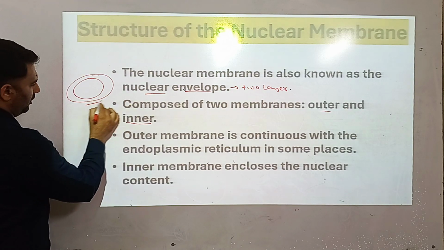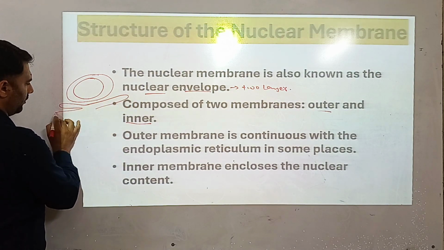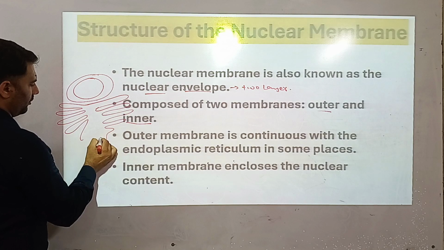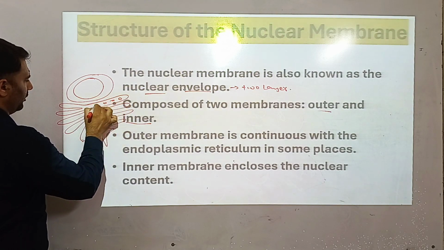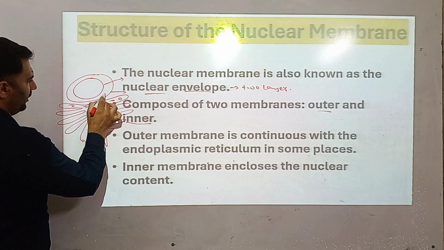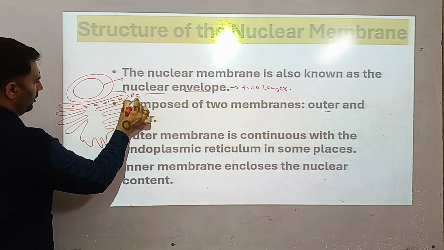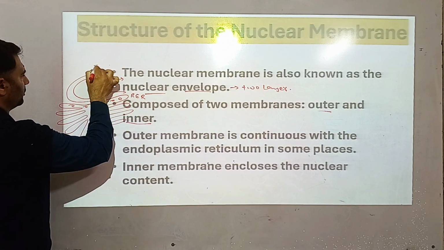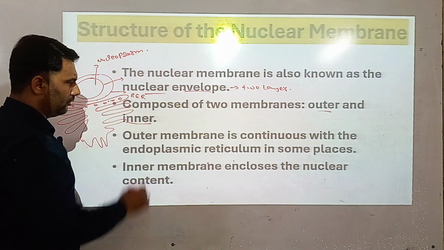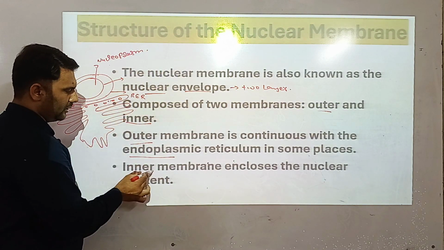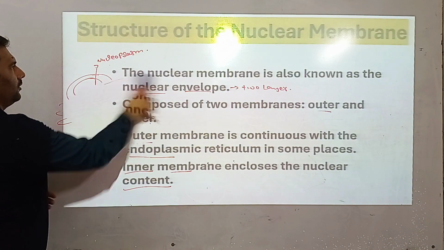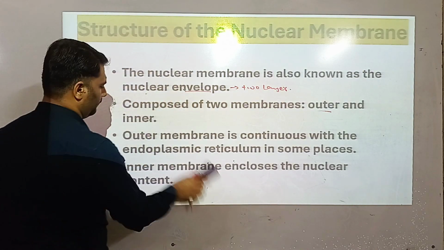This outer membrane is actually continuous with the endoplasmic reticulum, particularly the rough endoplasmic reticulum present outside this nuclear membrane. For example, this is the rough endoplasmic reticulum, this is the outer membrane, and this is the inner membrane. The outer membrane is continuous with the rough endoplasmic reticulum, RER, and the inner membrane encloses the nuclear contents. That is the structure of the nuclear membrane.